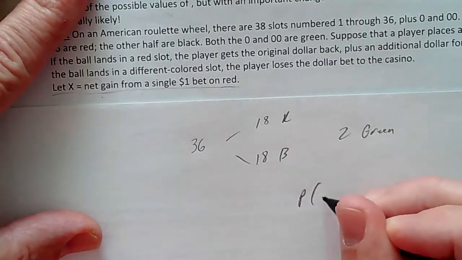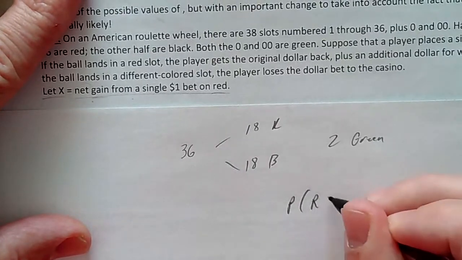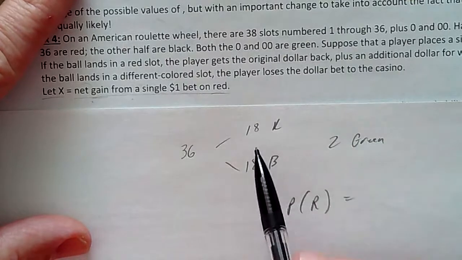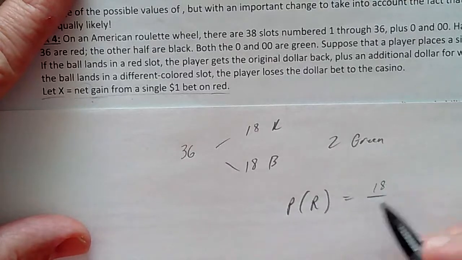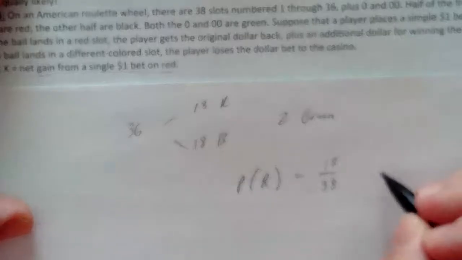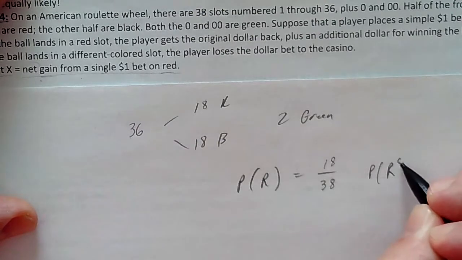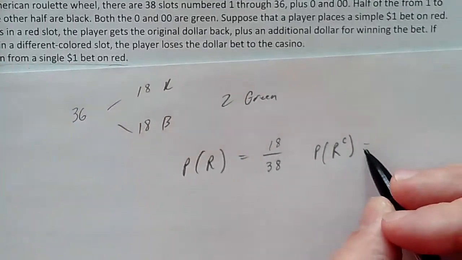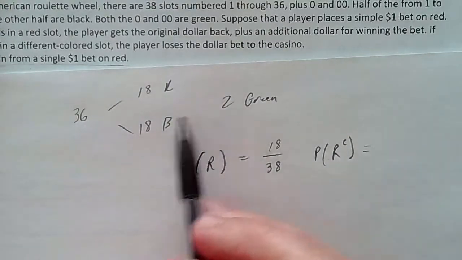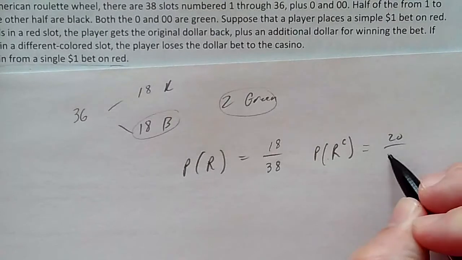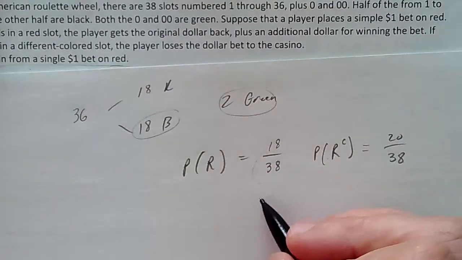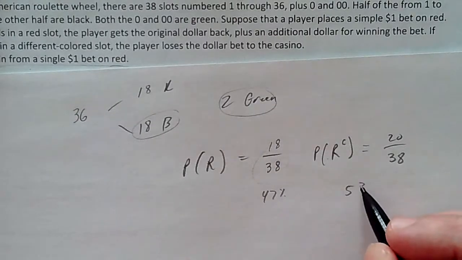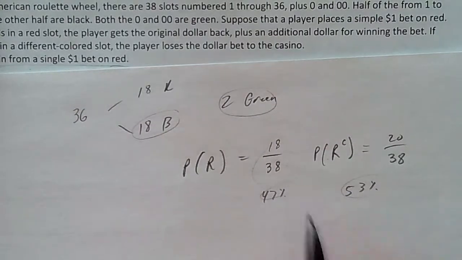So the probability of you getting your red bet, if it was a 50-50 outcome, would just be 18 out of 36. But we have these 2 additional outcomes. So it's actually 18 out of 38. All right. And then the probability of not red, I'll put R complement, will be equal to, now you've got 20 outcomes that are not red, right? The 18 black and the 2 green. So it's 20 out of 38. So right there you can see it throws the odds in favor of the casino. And of course, they've got to make money, right? I think this works out to somewhere around 47% of the time, and this one works out to around 53% of the time that you lose.